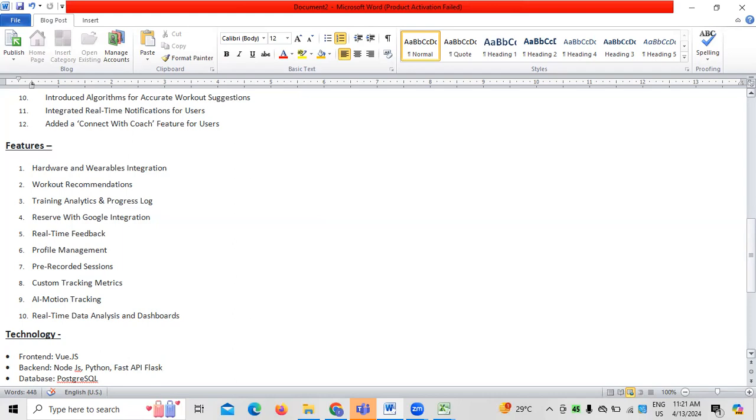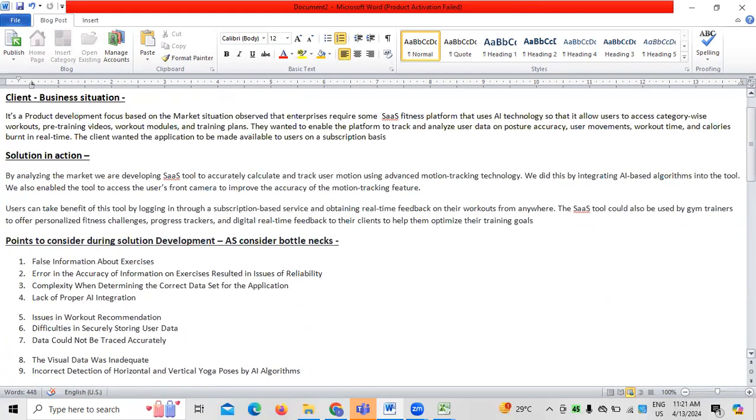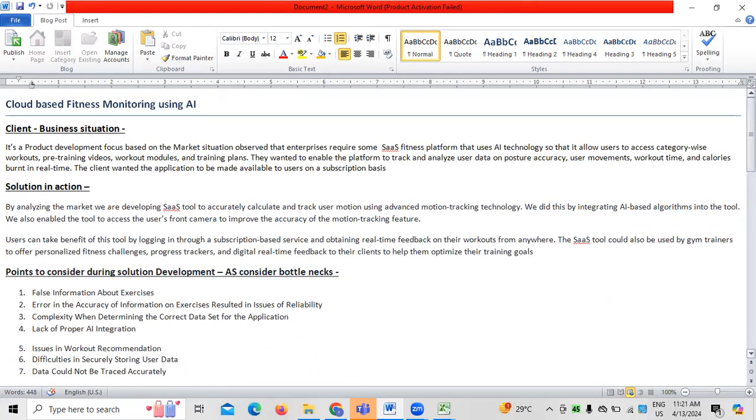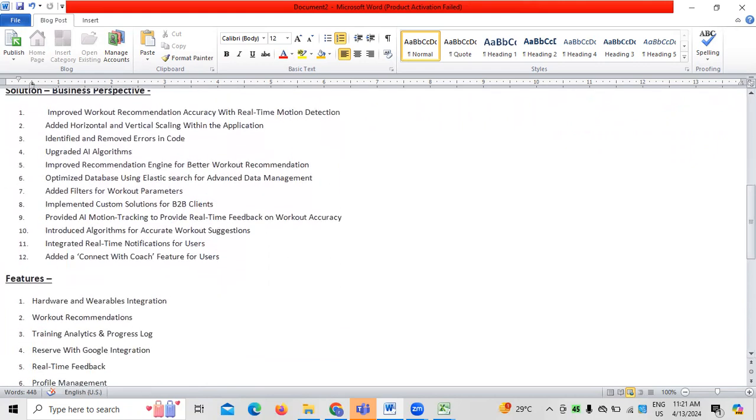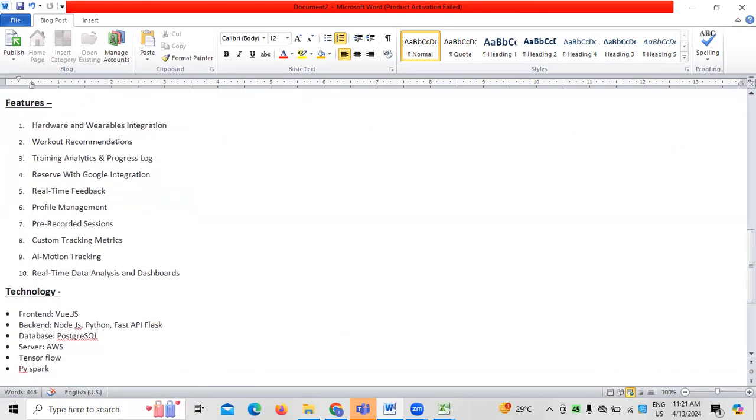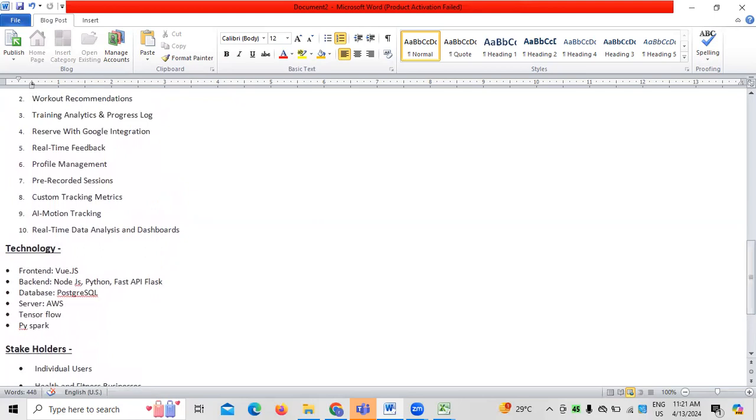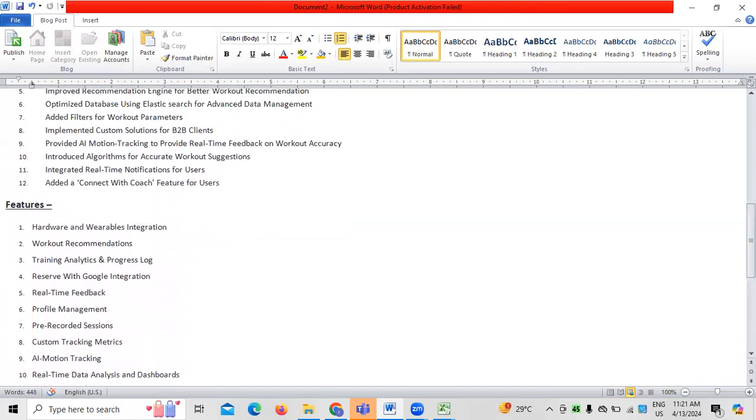So when we want to develop a fitness application connected to artificial intelligence, a cloud-based solution, what kind of technology is required? Who are our stakeholders? What kind of technical aspects we need to consider is something which has to be decided.